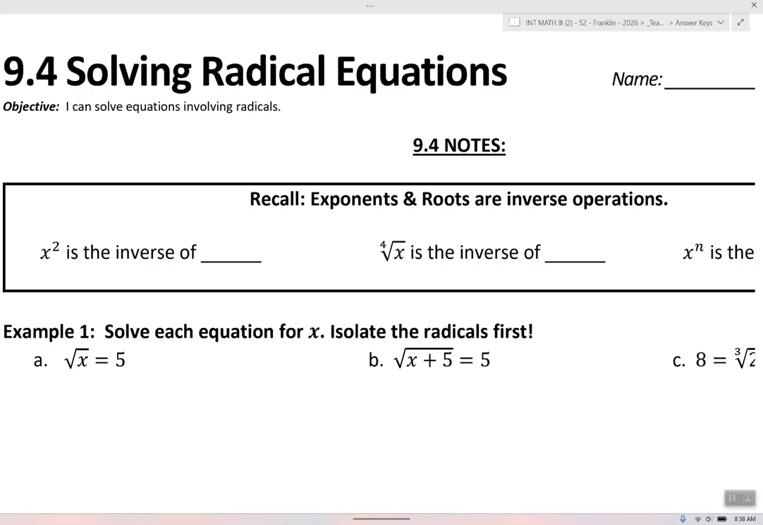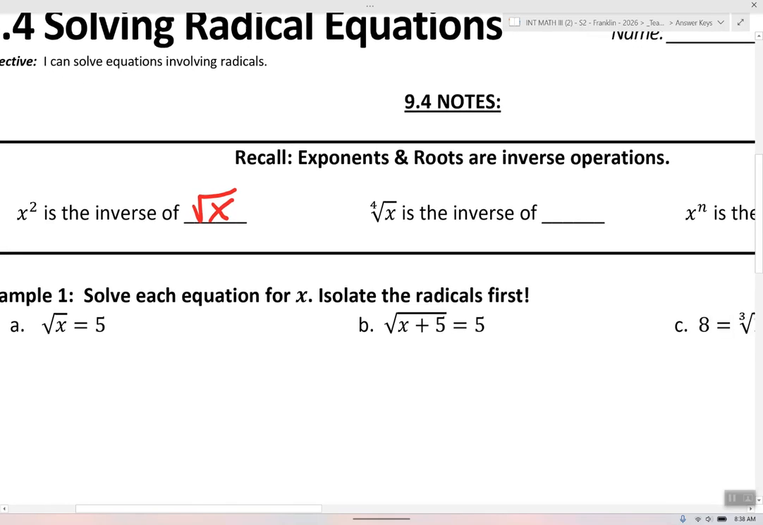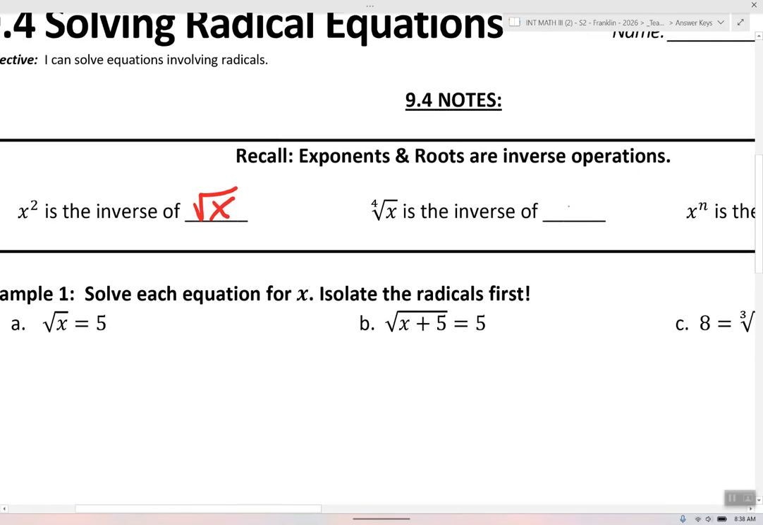And remember, when you solve an equation, you're using the inverse operation to undo all the operations that were done to x, or whatever the variable is. So for example, x squared here is the inverse of the square root of x. Those are opposite or inverse operations. Likewise, the fourth root of x is the inverse of x to the fourth. The index on the root is the same as the exponent.